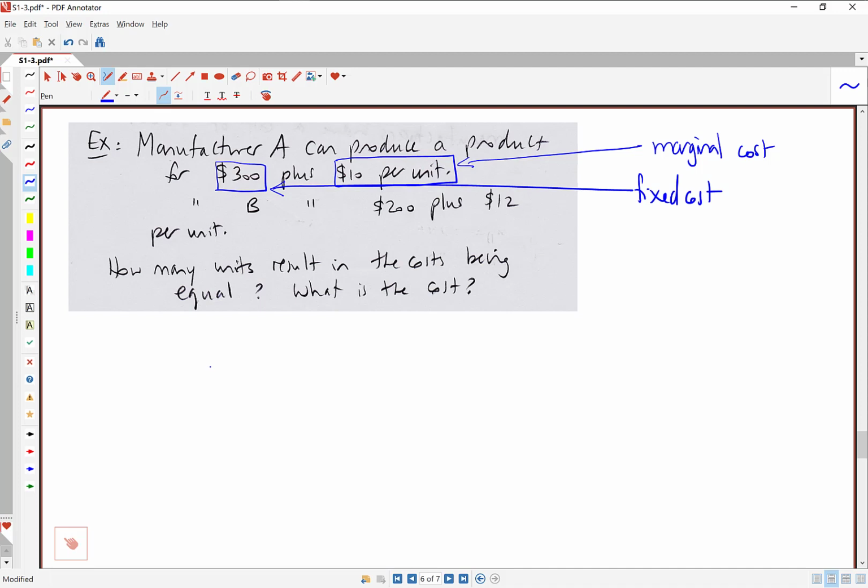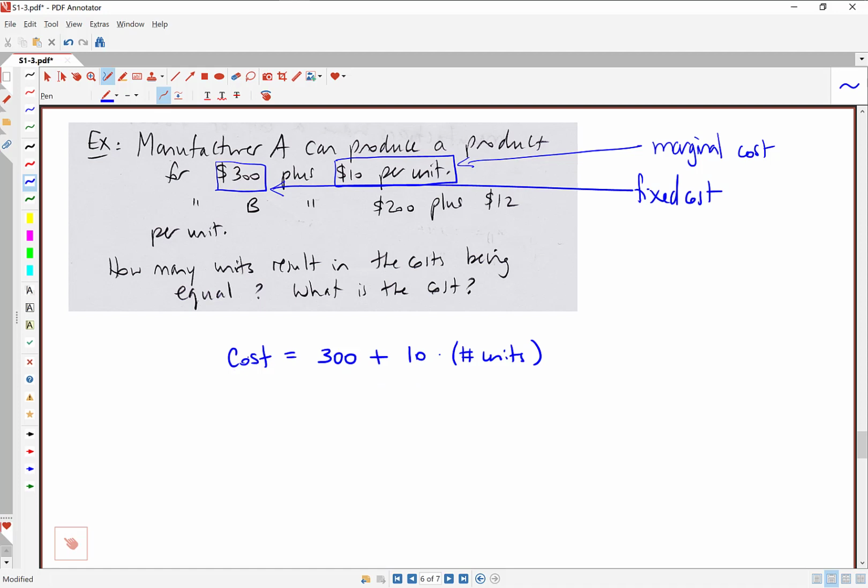So for manufacturer A, what we want to say is the cost is going to be $300 at the beginning, plus $10 for every unit that they produce. So 10 times the number of units that they're producing. That's sort of what the equation is going to look like.